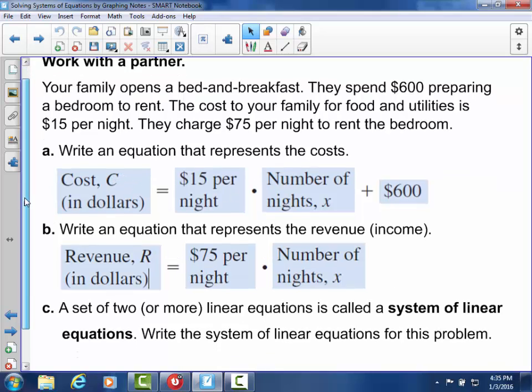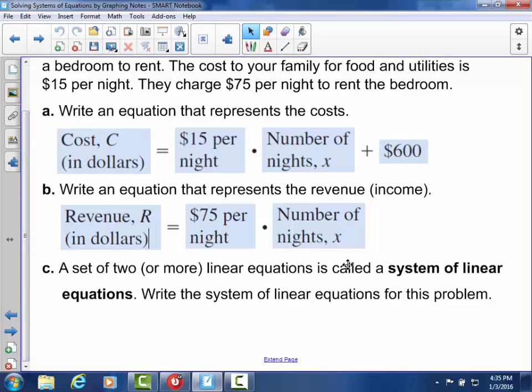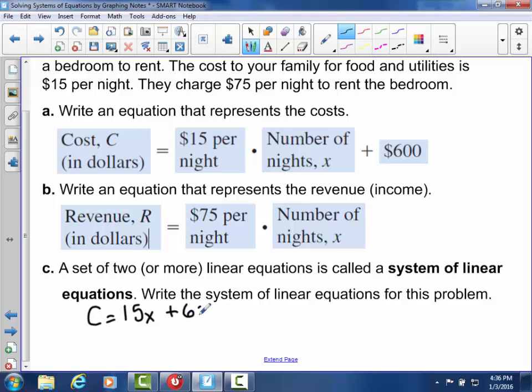So when we have a set of two or more linear equations, it's called a system of linear equations. So write the system of linear equations for this problem. Based on what they've written out here, our two equations would be C equals 15x plus 600, and then R equals 75x.